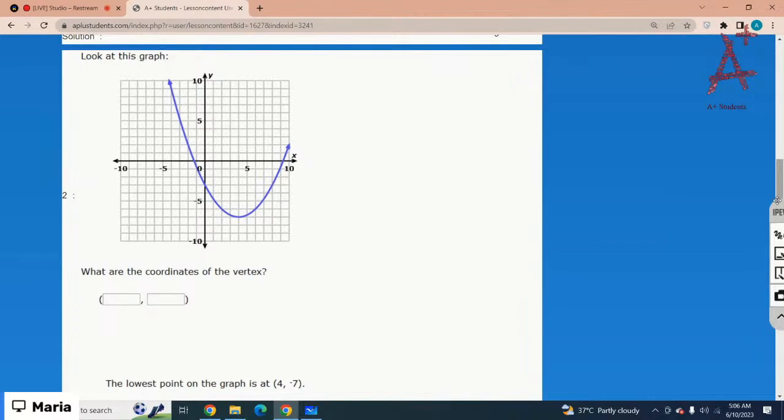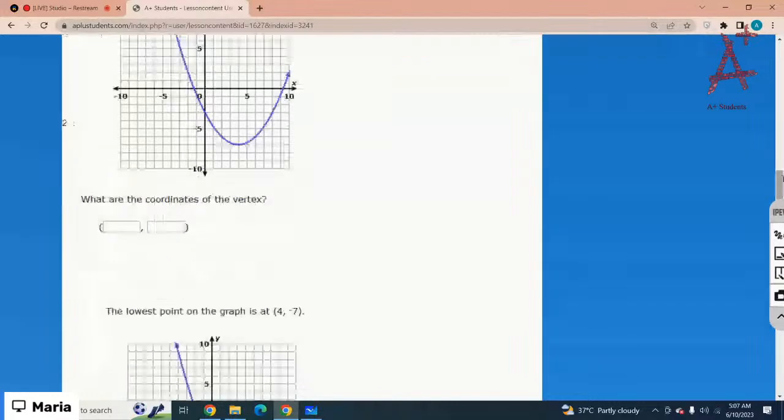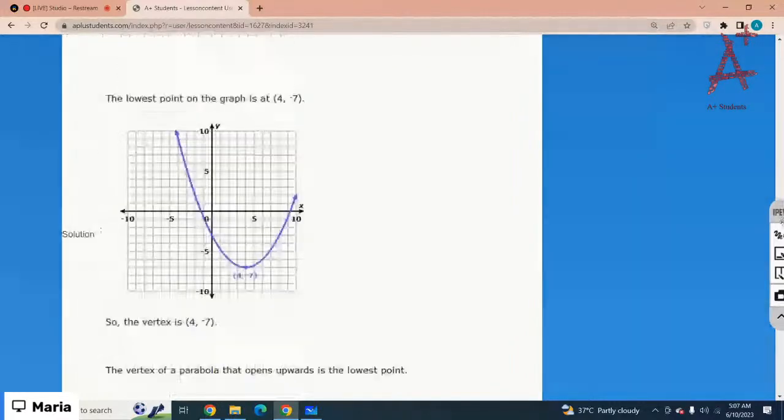Okay, so you have to calculate what the coordinates of the vertex are. So this point is the vertex. Got it? So here the coordinates are x is 4 and y is -7. The vertex of a parabola that opens upward is the lowest point. If the parabola opens upward, the lowest point is the vertex, and if the parabola opens downward, the highest point is the vertex. Got it? Let's just start with the practice questions.